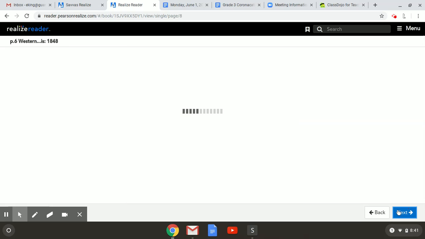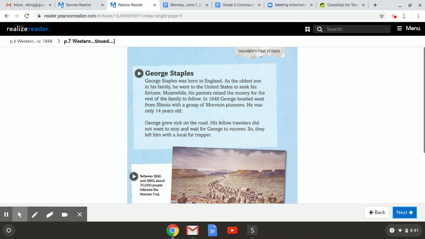Okay, so let's try to finish on this one. We have one more vocab word. We have 3 more pages. Let's see what we can get done.